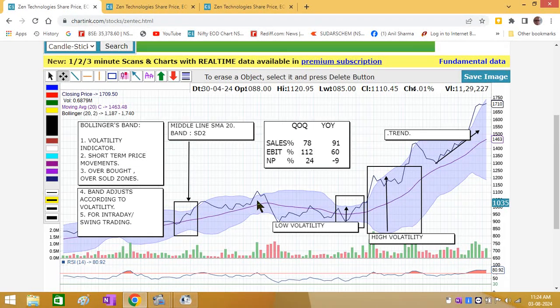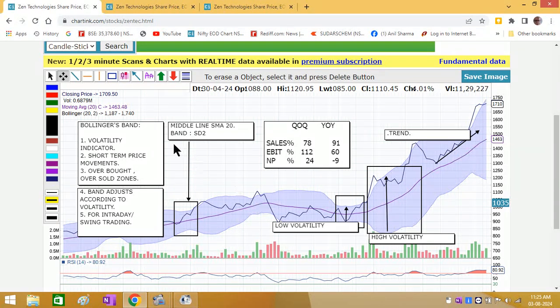We have almost about 170 indicators in the stock market. All the indicators have only one function, that is to give buy and sell signals. Whether you use Bollinger Band, RSI, stochastic, moving average, or MACD, any indicator you take, the only purpose of indicators is to give buy and sell signals. Today, friends, we will deal with one stock, and also we will check the stock along with the Bollinger Band.